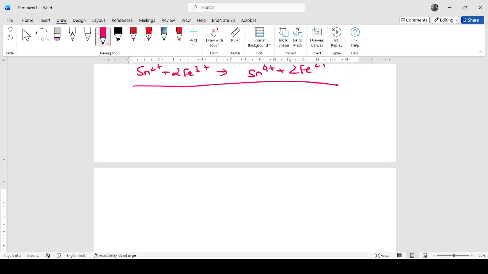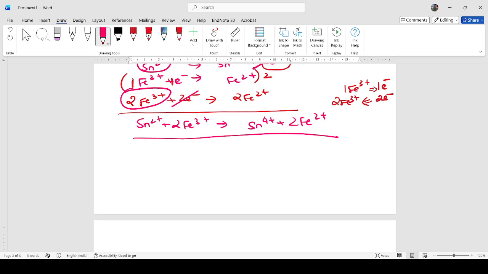Now the question is, what is the N factor here? The N factor is nothing but the number of transferred electrons. How many electrons did you transfer here? 2 electrons. So the N factor is 2.